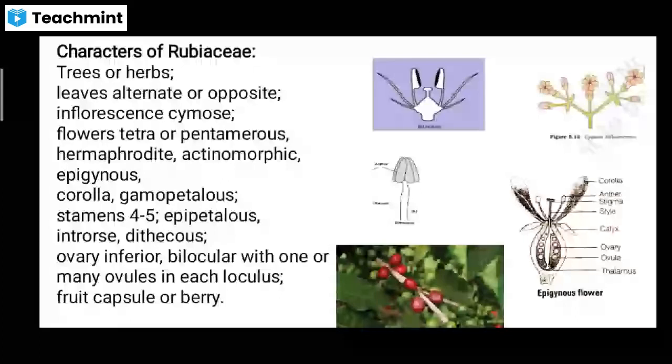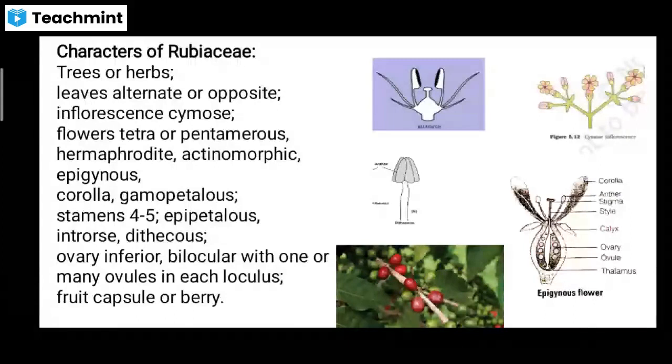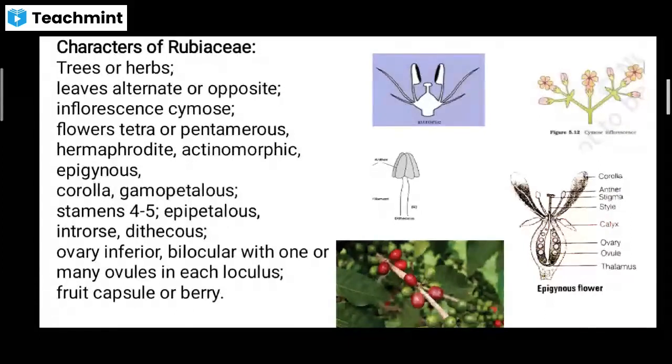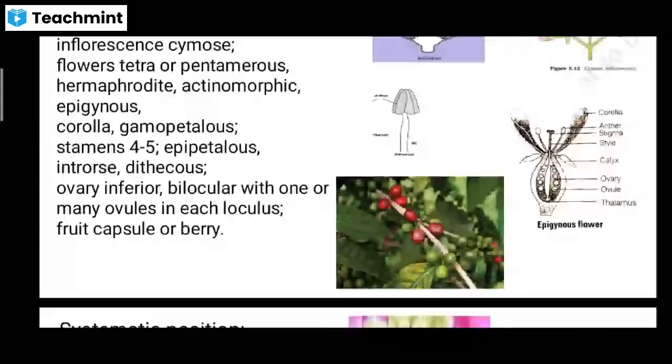Then the ovary is inferior. Again, above the ovary all floral parts are there. Then it is bilocular. At the two sides you can see ovules there. That is bilocular, with one or many ovules in each locule. In each locule, 5 to 6 ovules are present. Then the fruit is a capsule or berry type. In the last figure you can see all fruits are berry or capsule type. So these are some distinguishing characters of the family Rubiaceae.